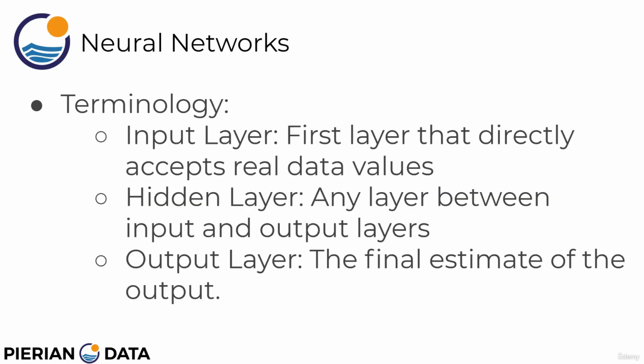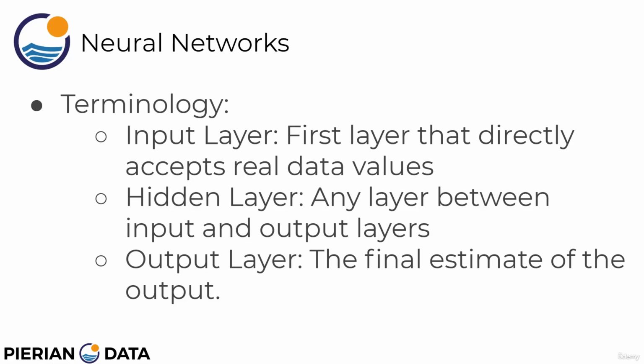So again, to overview the terminology, we have the input layer, the first layer that directly accepts real data values; the hidden layer, any layer in between those input and output layers, and if we have two or more, we begin to have what's known as a deep neural network; and then the output layer is the final estimate of the output that the network estimates.